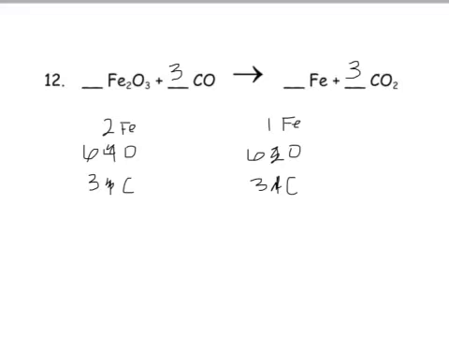Okay, so that's fixed. Now all we have is 2 irons and 1 iron. That's easy enough. Put a 2 here. Balanced. 2 iron, 6 oxygen, 3 carbon.